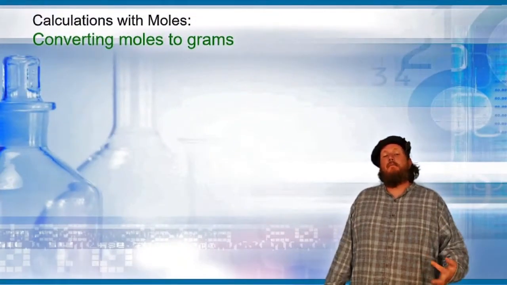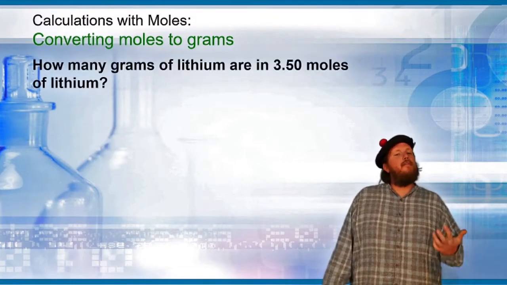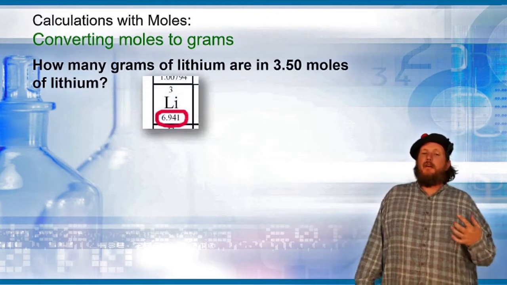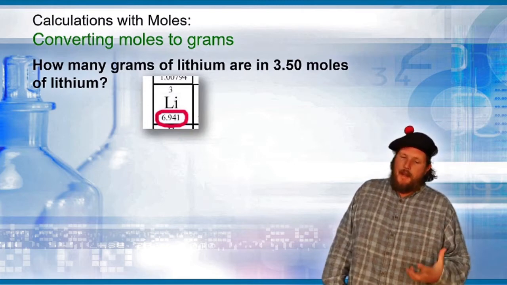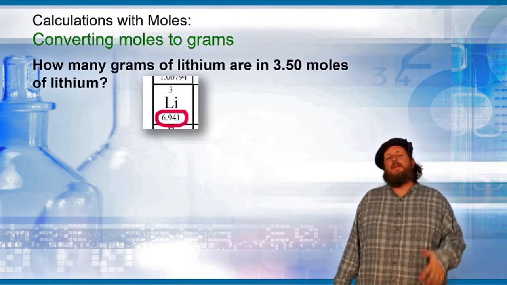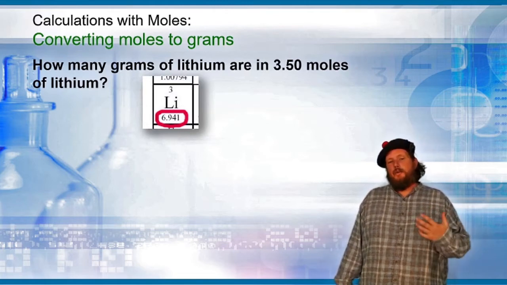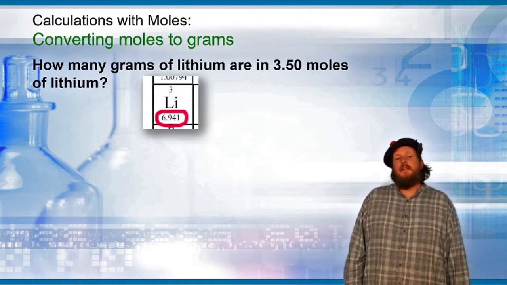So converting moles to grams. How many grams of lithium are in 3.5 moles of lithium? So the first step is to figure out the formula mass or the molar mass, the atomic mass. Those are all very similar ideas, and we tend to use them fairly interchangeably, of lithium metal. So 6.941 is the mass on the periodic table for lithium.